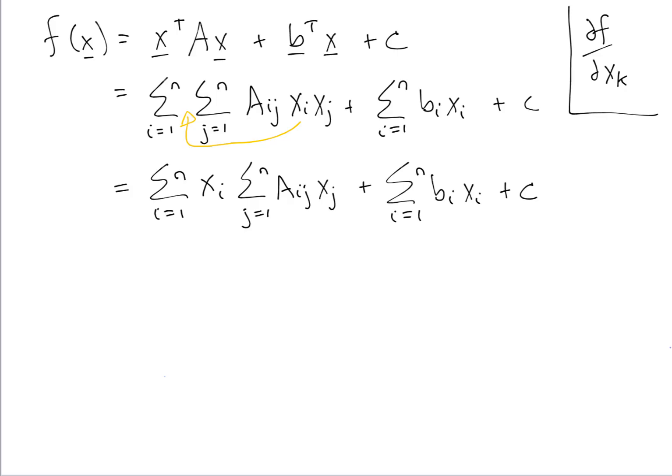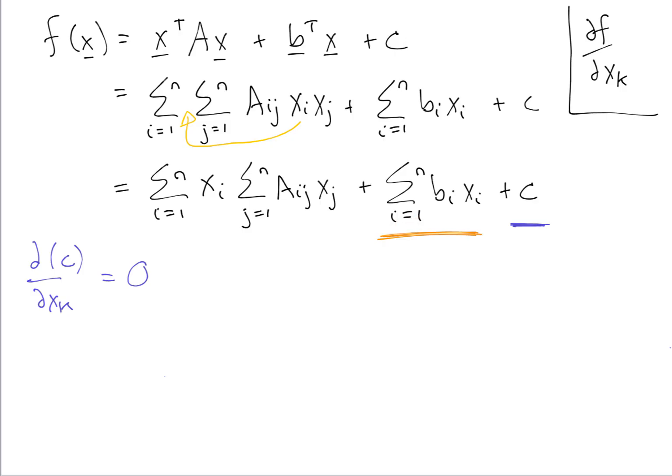So let's do the quicker terms first. First, the derivative of this c with respect to x_k is 0, because c is a constant. Then we have this term that's linear in the x_i's, and we note that x_k appears exactly once in this sum, specifically when i is equal to k.